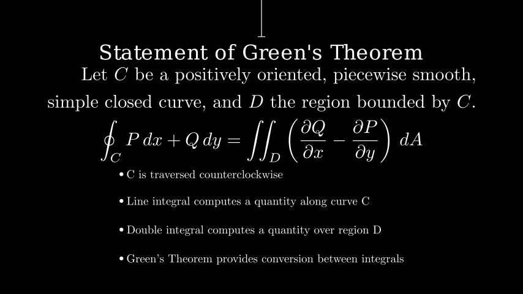C is traversed counterclockwise, positively oriented. The line integral computes a quantity along the curve C. The double integral computes a quantity over the region D. Green's theorem gives us a way to convert between these two integrals.